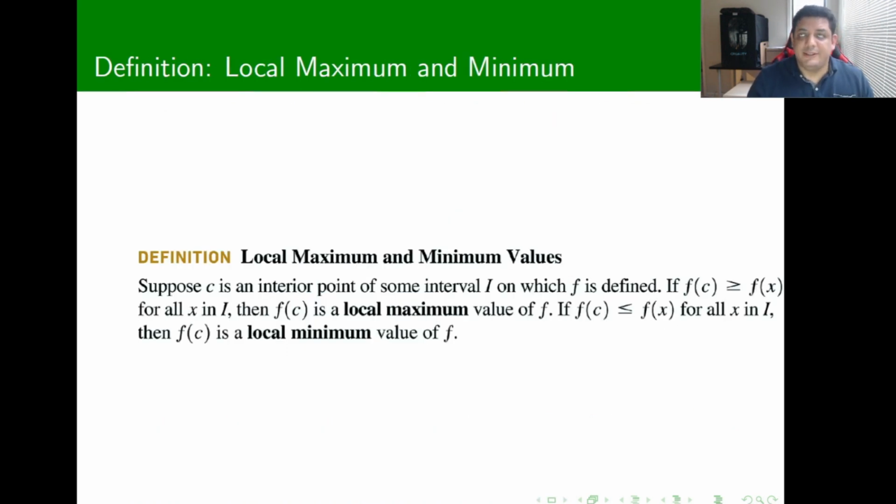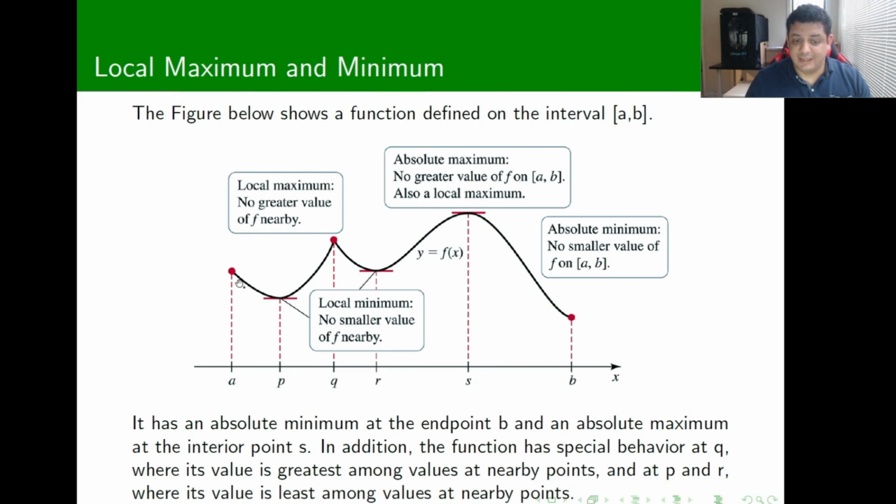Now, the definition for this would be: suppose that C is an interior point of some interval. If the image of that point C is bigger than all the function values in that interval, then you have a local maximum. And if f of C is smaller than all f of x in that interval, then it's a local minimum. And you can see that here.